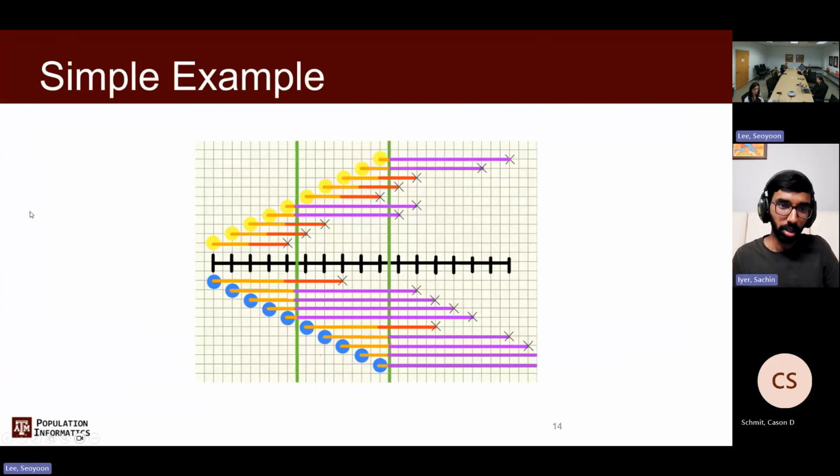Moving on, hand over to Jonathan to go through an example of the analysis.